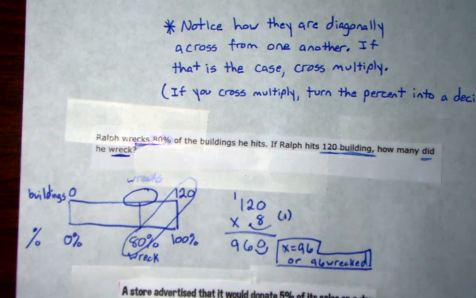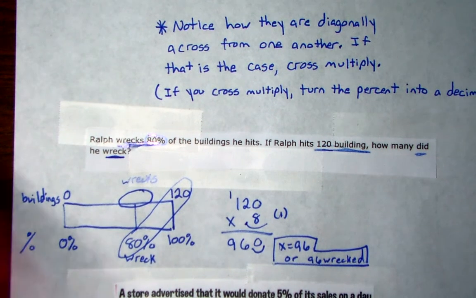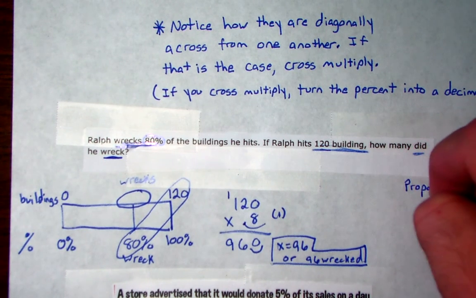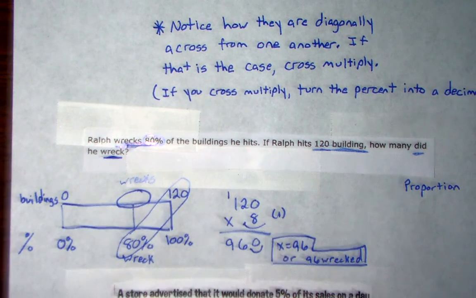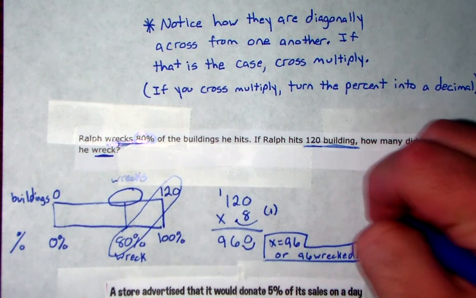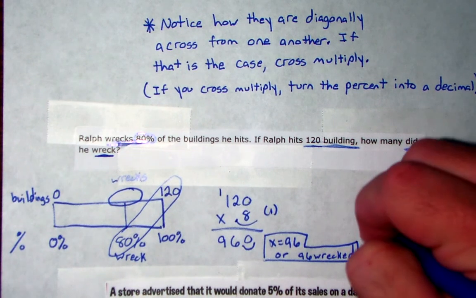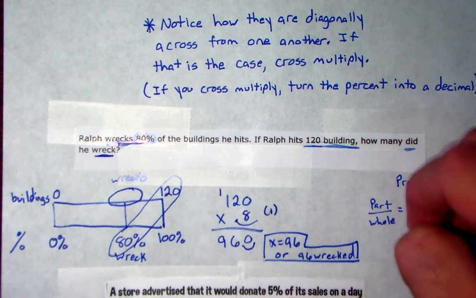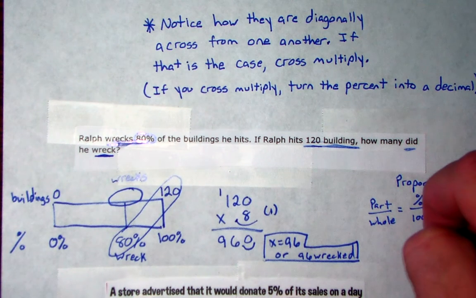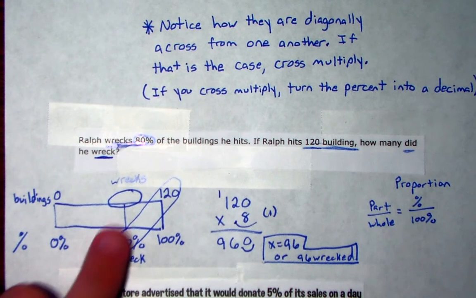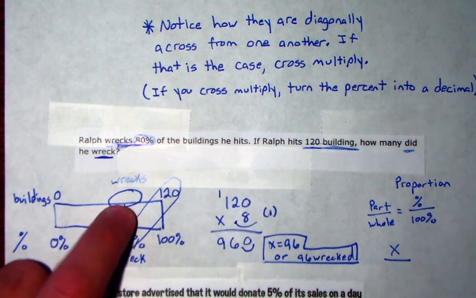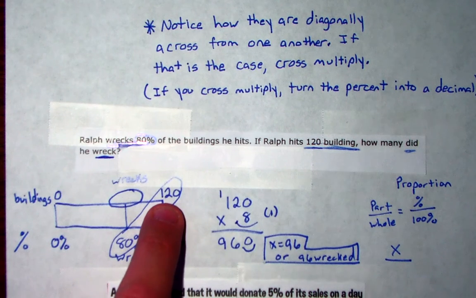Bada bing, bada boom. Now, again, some of y'all don't like doing it this way. How about if you set up a proportion? Some of y'all might like this. When you set up a proportion, it's going to be part over whole equals percent over 100. Well, does it give me the part? No. So I'm going to call that X. Does it give me the whole? Well, yes, that's 120.